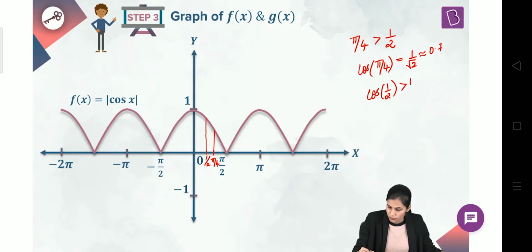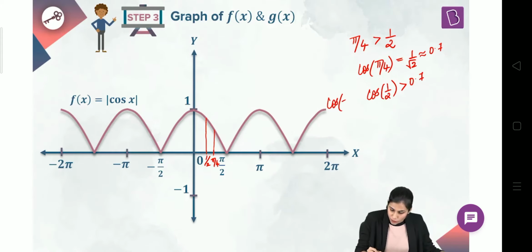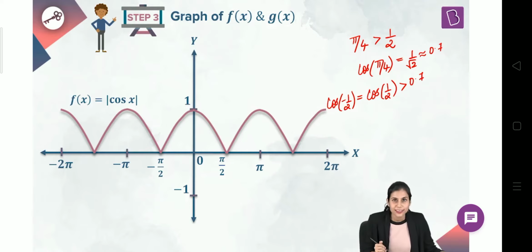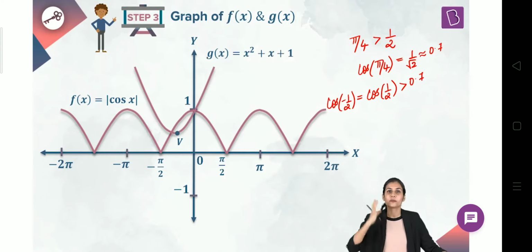Yeah, for sure. And I also know that cos of minus theta is same as cos theta. So cos of minus half is same as cos half, which is definitely greater than 0.7. That means at minus half, the value of cos is going to be greater than 0.7. So minus half comma 0.7 is going to come somewhere here, which is under the graph of cos. This is the reason why when I plot the graph of g of x right now, it comes out to be this. Are you convinced?